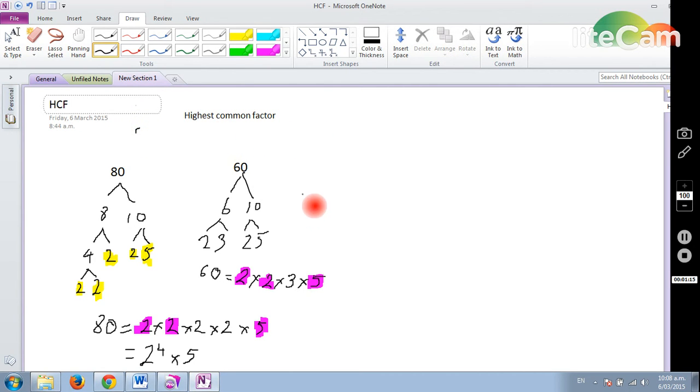So my HCF is going to be 2 times 2 times 5. Now I want to work that out, so 2 times 2 is 4 and 4 times 5 is 20. Okay, so that would be one way of working out your highest common factor.